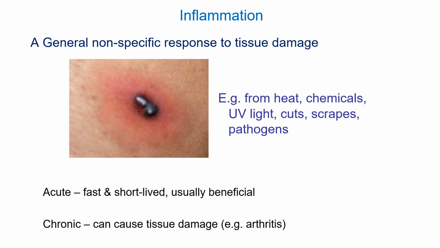So if the inflammation is acute, meaning fast and short-lived, it's usually beneficial. We've got blood, oxygen, immune cells in there cleaning things up. Sometimes we end up with chronic inflammation, and this is where things are a problem. And this is where you can have collateral damage to other tissues. You can end up with things like arthritis and a variety of other symptoms.